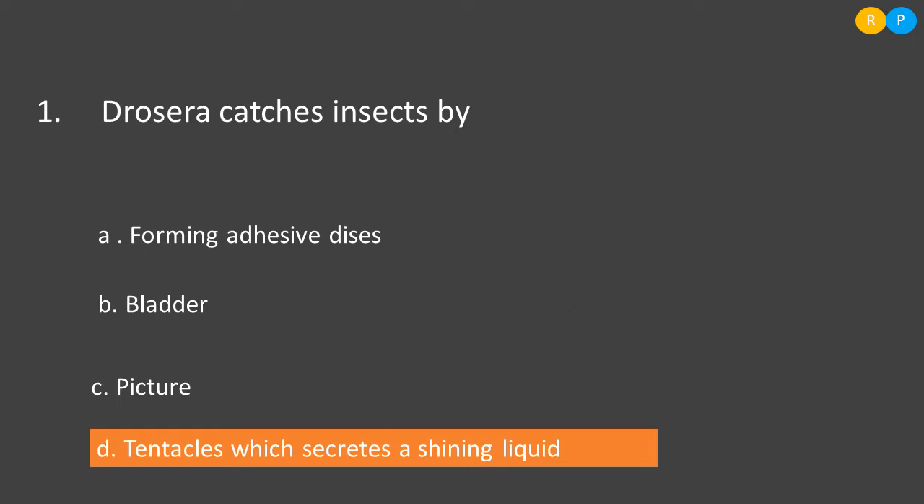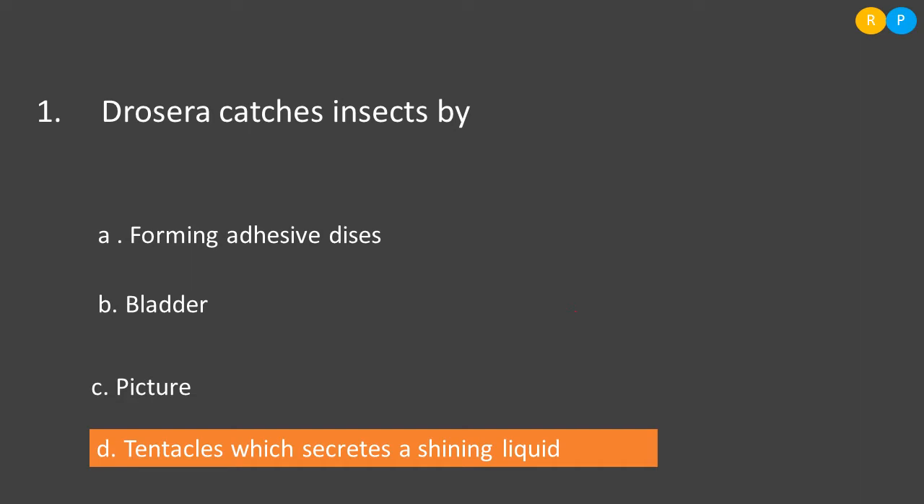So, Drosera is a kind of insectivorous plant. In this plant, the leaf margin gets dissected to form tentacles. Clear. So, tentacles will be having small glands. These glands will secrete fluid. That fluid is viscous in nature, that means it is a little thick in nature.